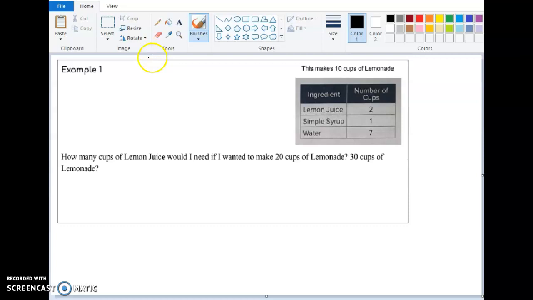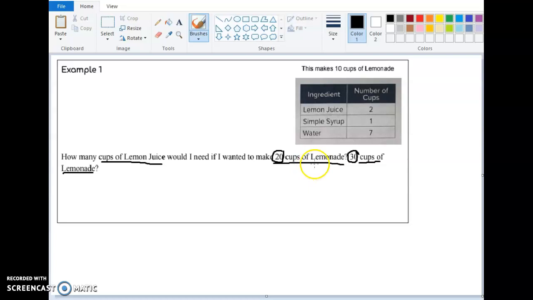Okay, so let's go ahead and read. We're still working on ratios. Our problem though is how many cups of lemon juice would you need if you wanted to make 20 cups of lemonade? Okay, and then it also says, what about 30 cups of lemonade? Okay, so I read all of that. I've underlined the important things.